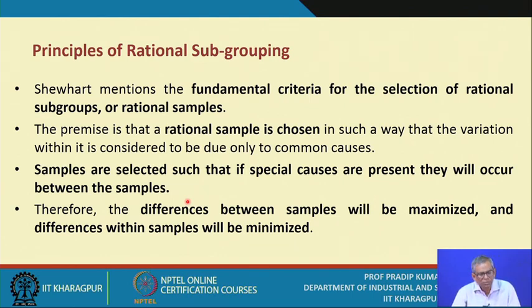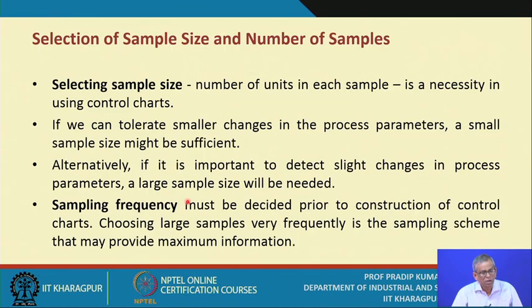One sample is not sufficient, so you must have multiple samples over time periods. So why do you have multiple samples? That means making sure that the differences between the samples are as maximum as possible. So there are two principles we follow while we form the samples, while we select the number of samples from a process: the differences between the samples should be maximized, and the differences within the samples should be minimized. These two vital principles are referred to as the principles of rational subgrouping.